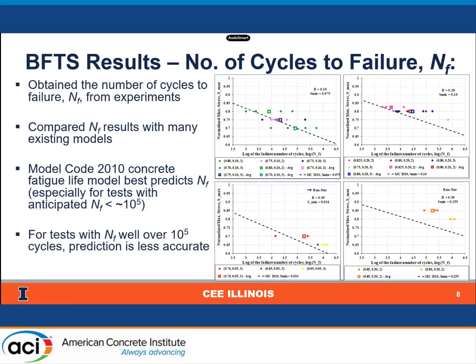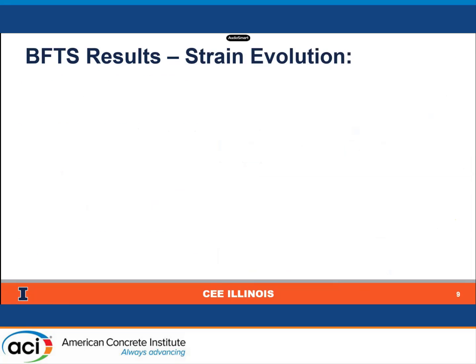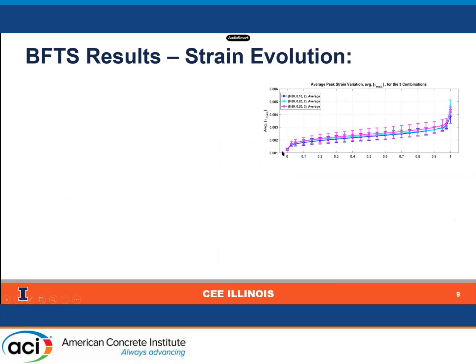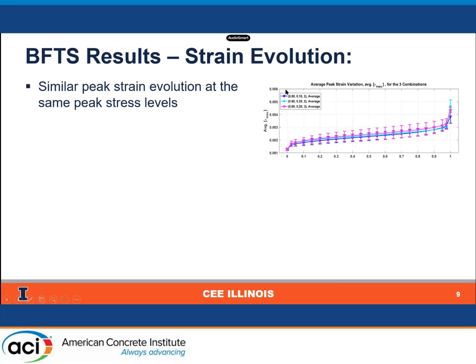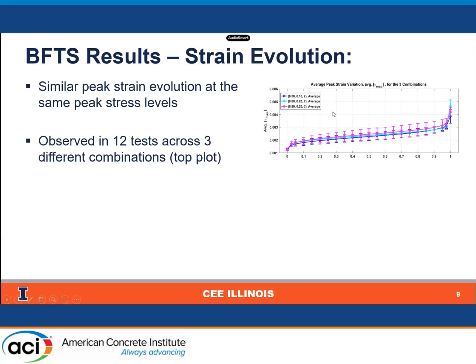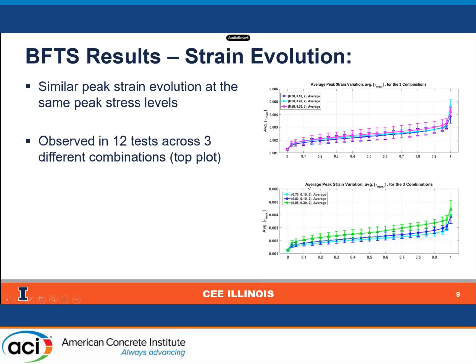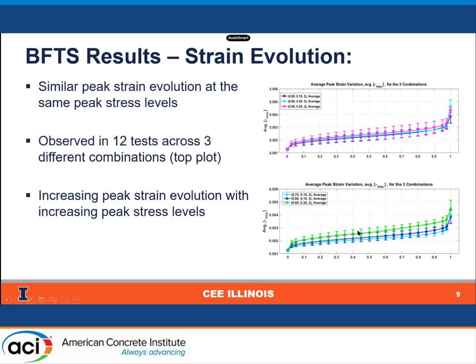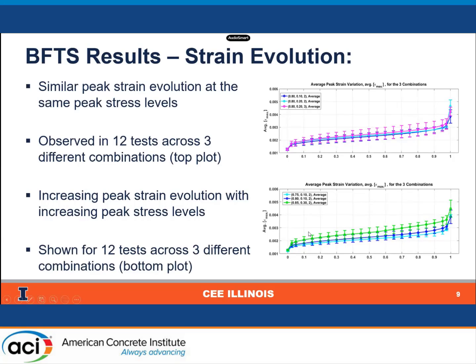And as I said previously, another aspect that we documented and observed was the behavior. With regards to behavior, something that we observed was strain evolution behavior. In this plot, what I'm showing is the evolution of peak strains through the fatigue loading process, for 3 different combinations. All of them had a peak stress level of 80%, and in each combination, 4 tests were done. We see that peak strain evolutions were quite similar, although the combinations were quite different. So our conclusion was the peak strain evolutions are going to be similar when the peak stress levels are the same. On the other hand, in this bottom plot, the peak stress levels increase from 75% to 80% to 85%, and we see that the peak strain evolution gradually increased as well. So we observed increasing peak strain evolution with increasing peak stress levels. Again, we had multiple tests in each of these combinations.